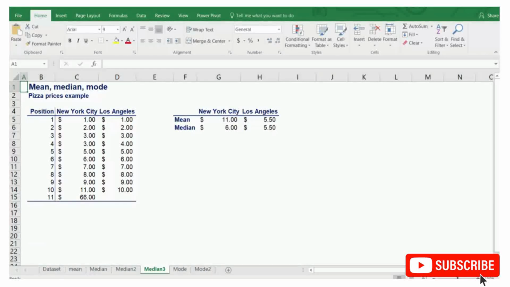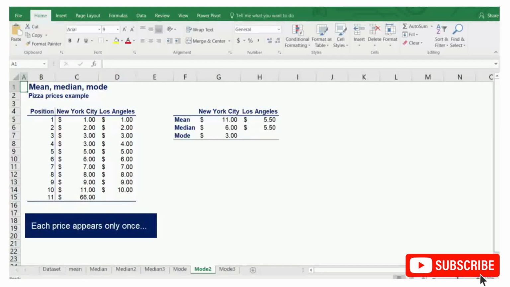After counting the frequencies of each value, we find that the mode of New York pizza prices is $3. Now that's interesting. The most common price of pizza in NYC is just $3, but the mean and median led us to believe it was much more expensive. Okay, let's do the same and find the mode of LA pizza prices.